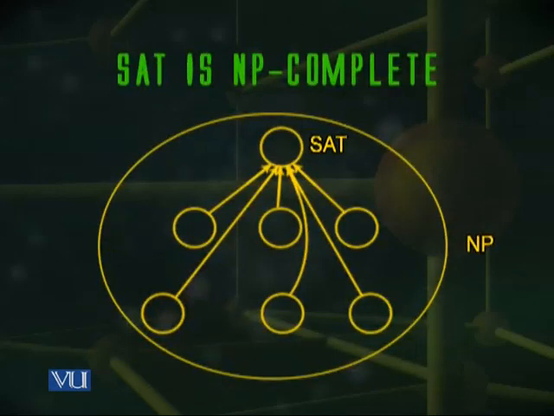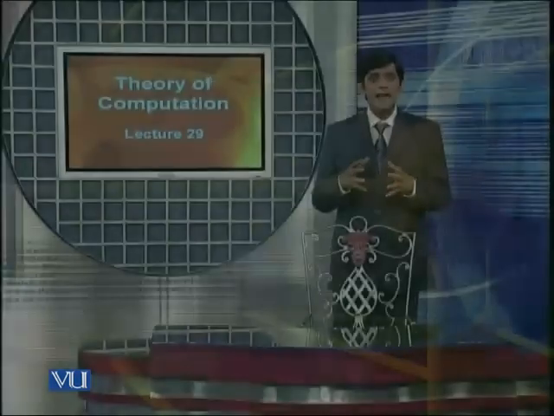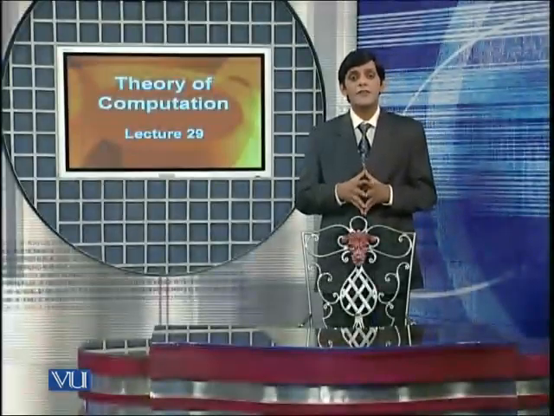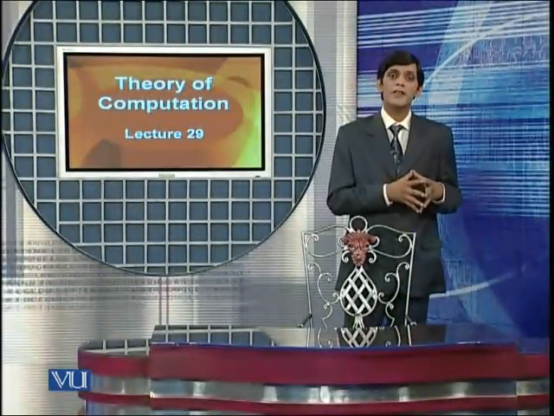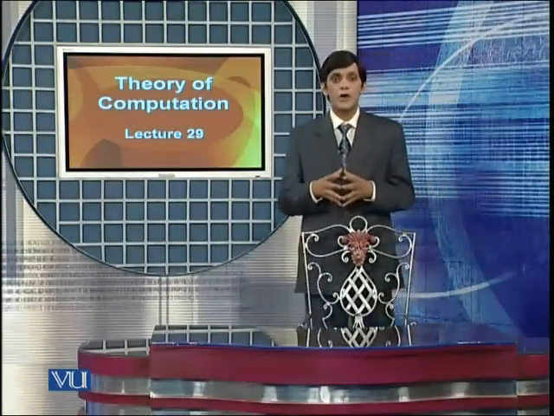In this picture, I have shown the class NP by a big circle, and the little circles over there denote problems which belong to the class NP. And what I have done is put SAT on top of it and drawn arrows from these little circles. The arrow depicts polynomial time reducibility, and this picture shows that everything in NP can be reduced to this one problem that we call SAT. So, in that sense, we have proved that SAT is an extremely general problem. Any problem that has a polynomial time verification algorithm can be reduced to SAT in polynomial time.